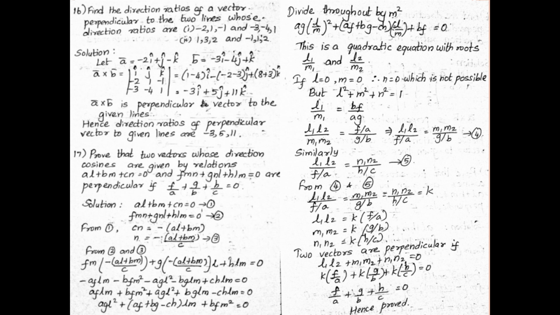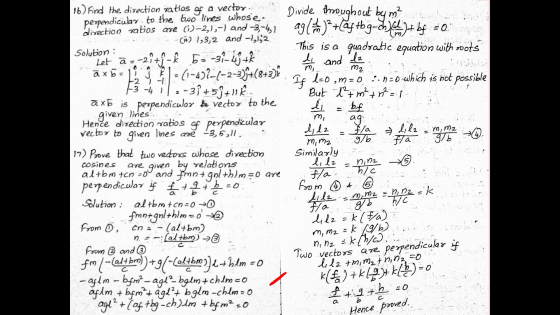This is equation 3. From 2 and 3 we get fm into minus of al plus bm upon c plus g into minus of al plus bm upon c into l plus hlm is equal to 0. Therefore, aclm minus bfm square minus agl square minus bglm plus chlm is equal to 0.